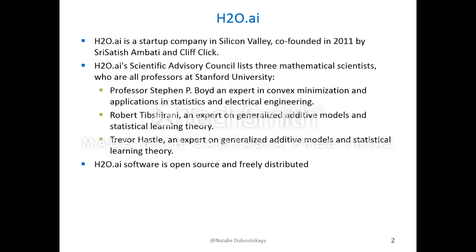So H2O.ai is a startup company in Silicon Valley, and it was founded by Suri Sambadi and Cliff Click, who are the big names in data science, and also there are some pretty significant professors on the Scientific Advisory Council for H2O. So all of them are well known in the world of data science. H2O software is open source and freely distributed, so anyone can download it and use it.